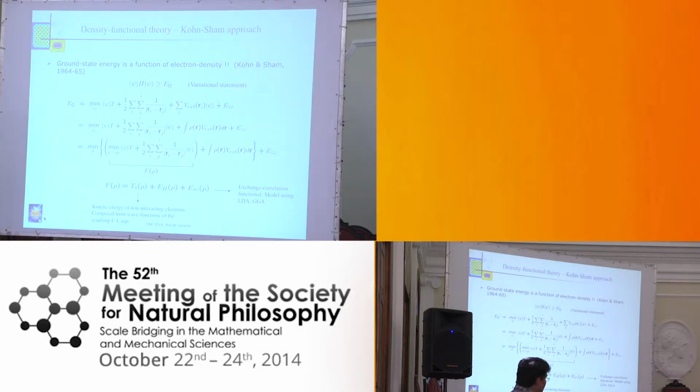The second term is the classical electrostatic interaction energy, which we know the functional form of. And the last term is all the quantum mechanical interactions, which are lumped into this so-called exchange correlation functional. And this exchange correlation functional is what is modeled in density functional theory. So this is where the empiricism comes in.